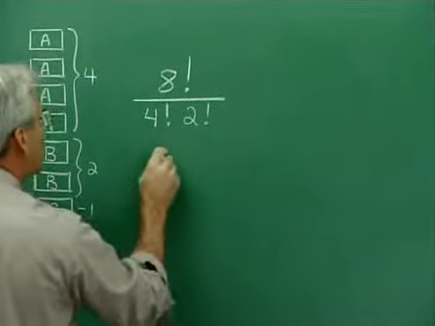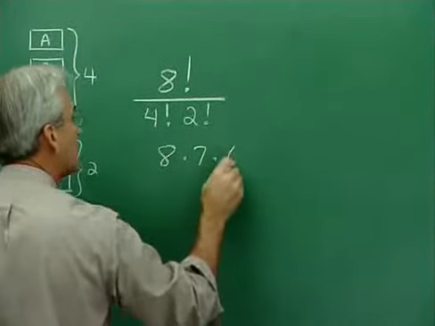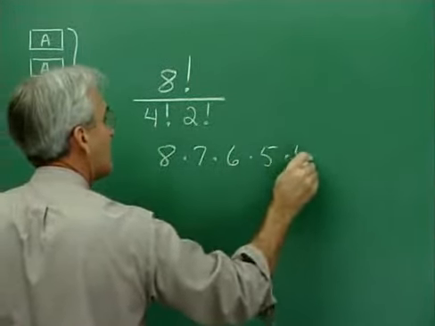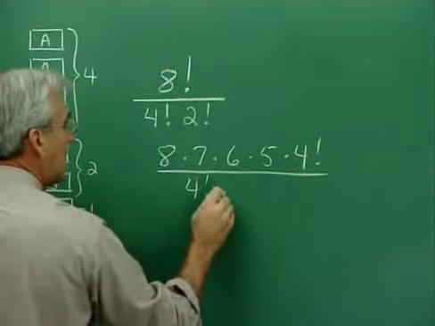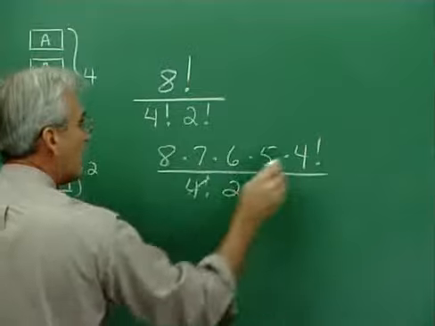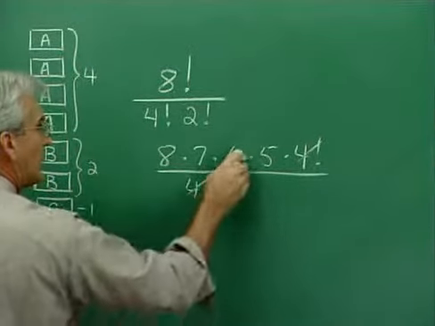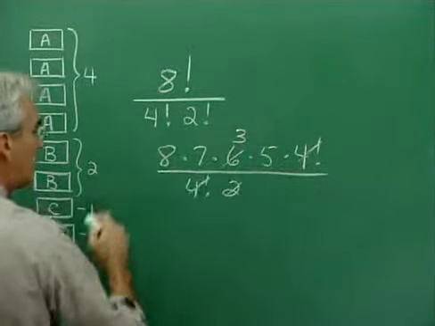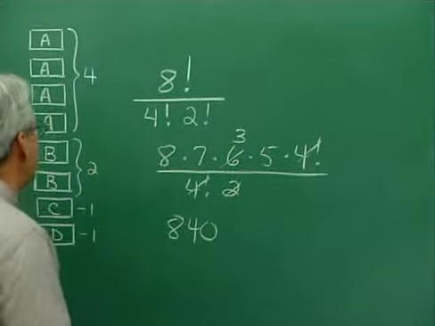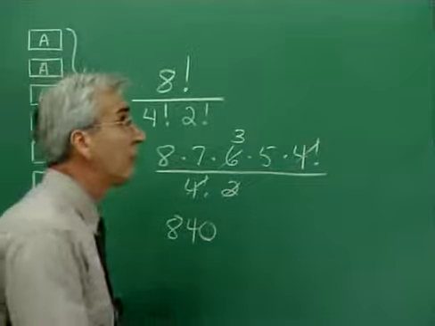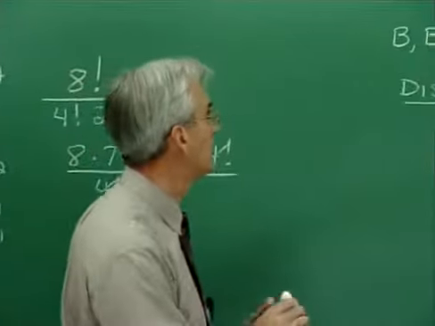Well, let's see, 8 factorial is 8 times 7 times 6 times 5 times 4 factorial over 4 factorial times 2 factorial is simply 2. The 4 factorials go out, the 2 cancels with the 6, leaving 3. We multiply upstairs and we get 840. So 840 ways. All right, let's stay with this distinguishable permutation idea one more time.